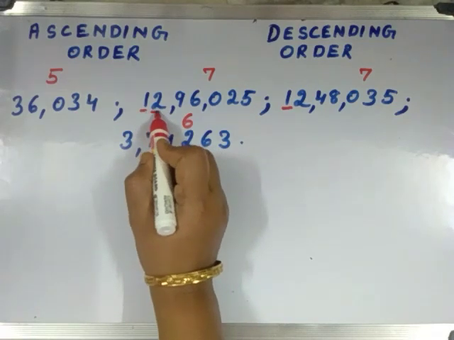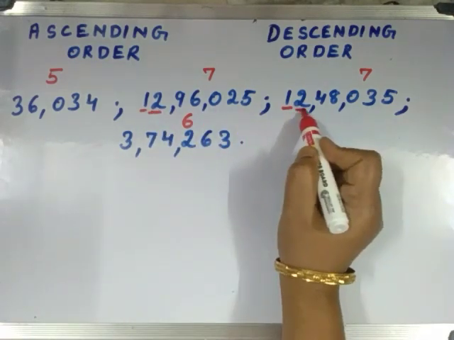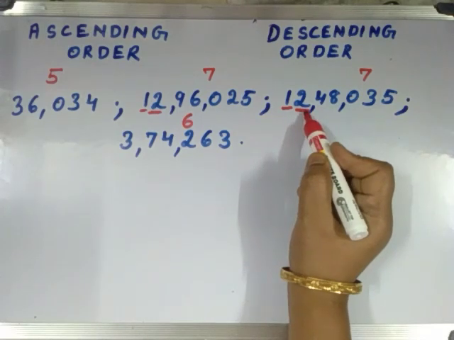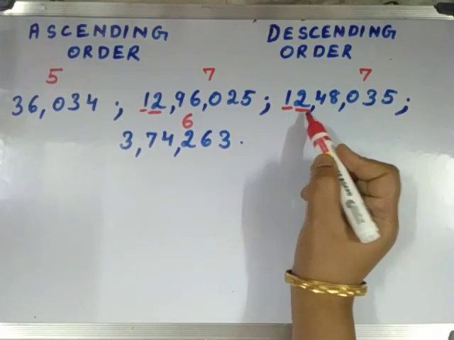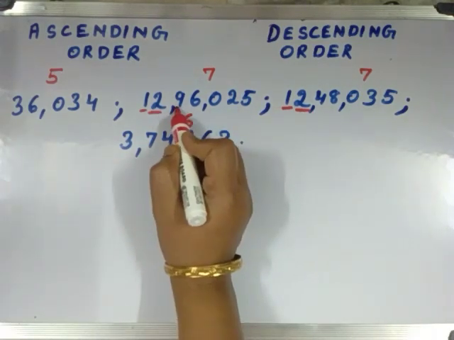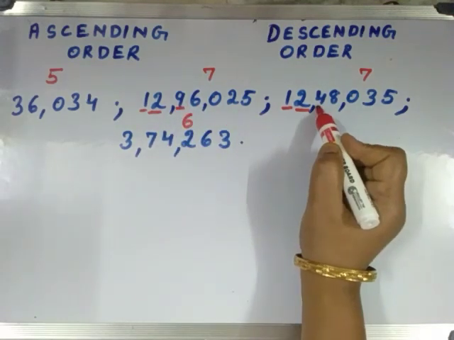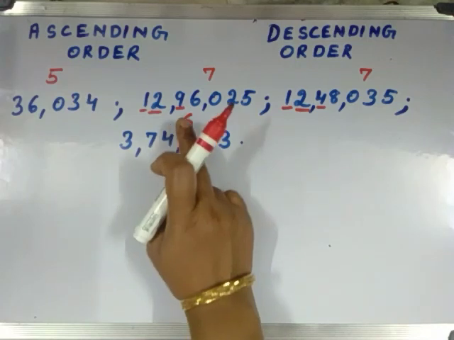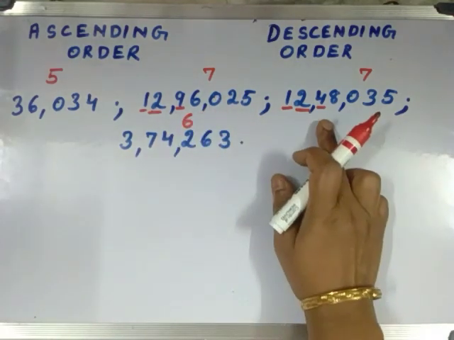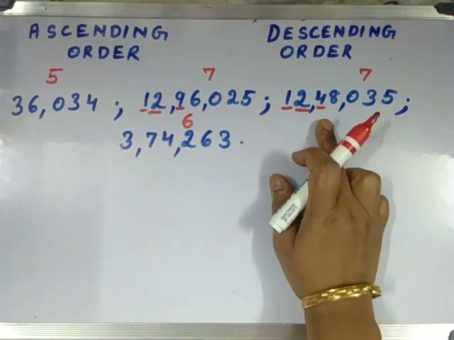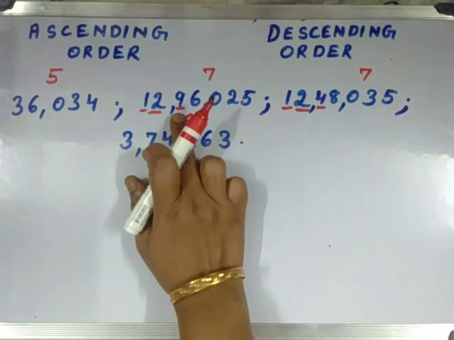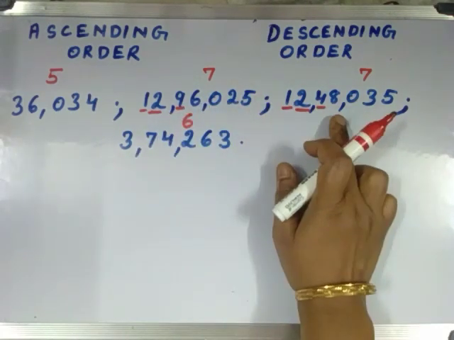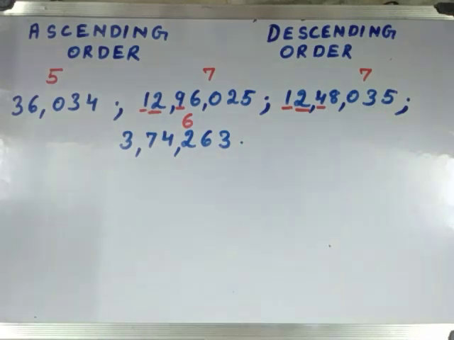What shall we do now? We shall compare the second digit of the number. Here it is 2, here also it is 2. So they are same. So next we have to compare the third digit of the numbers. Third digit here is 9 and here it is 4. Which is greatest? The greater one is 9 compared to 4. So we write this number first and then we write this number. So let's write the numbers.